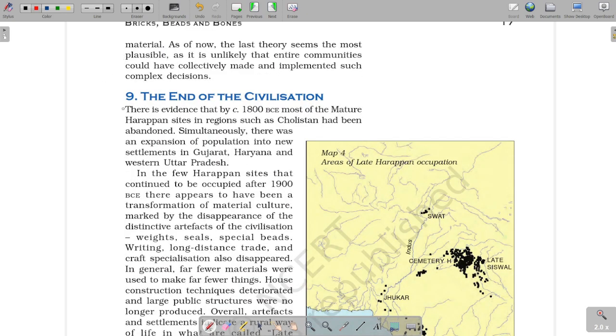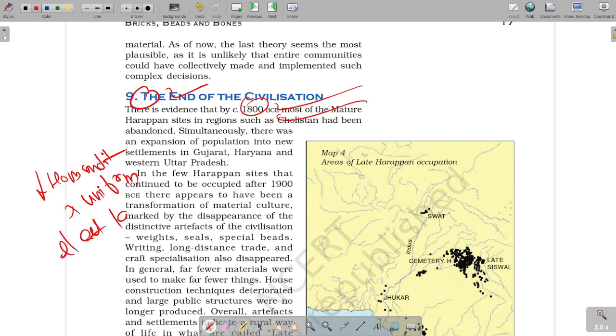These artifacts were lost by the end of 1800 BCE. The expansion led to decreased house conditions, that is, the uniformity was decreased, and large public settlements deteriorated like today's urban slums. That is, the civilization proceeded from urban to rural.